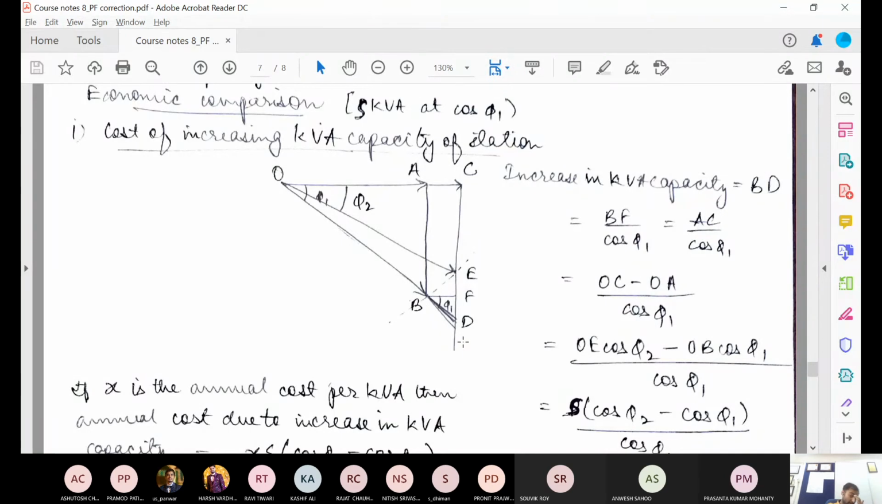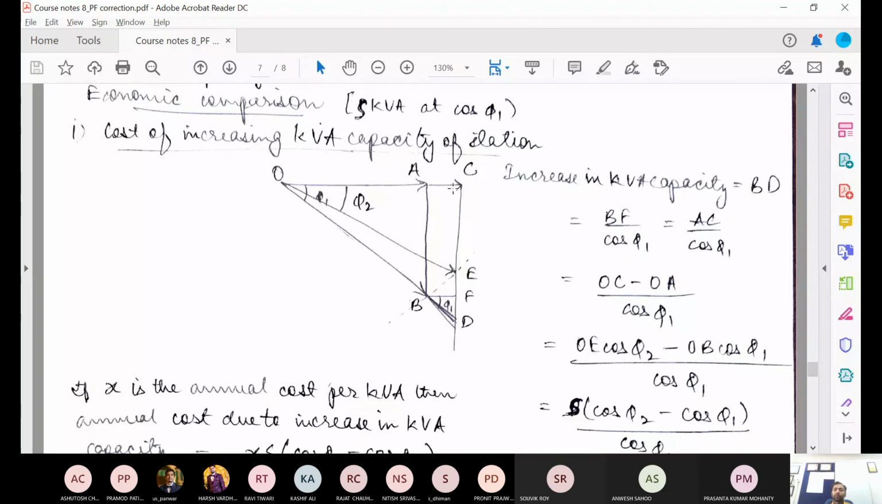And how to make the decision? Let's look at the constraints here. One option is that we are increasing the kVA capacity from B to D. So BD is the increase in kVA capacity, and we can write it using simple trigonometry. This angle is also phi 1, so it is expressed as BF by cos phi 1.